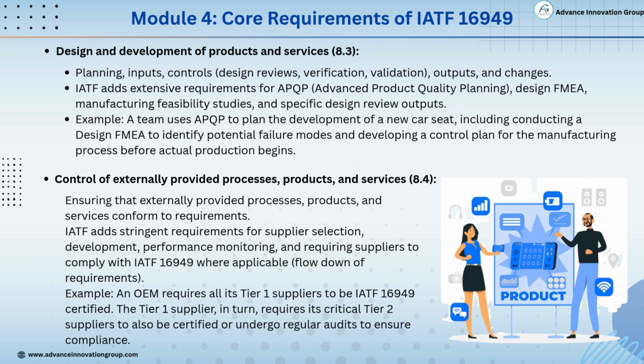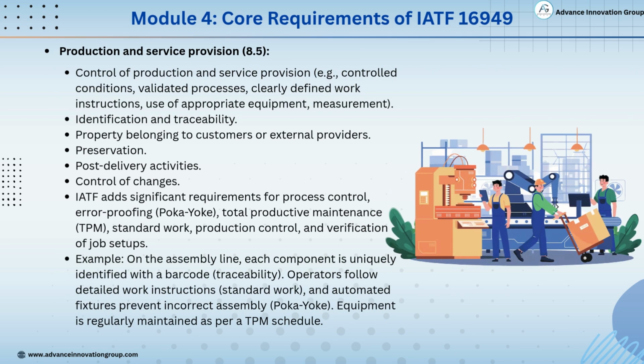Example: an OEM requires all Tier 1 suppliers to be IATF certified. Then, those Tier 1 suppliers must make sure their key Tier 2 suppliers are also certified or audited regularly to ensure compliance. Now let's discuss Clause 8.5, Production and Service Provision. This clause ensures proper control over production and service activities.